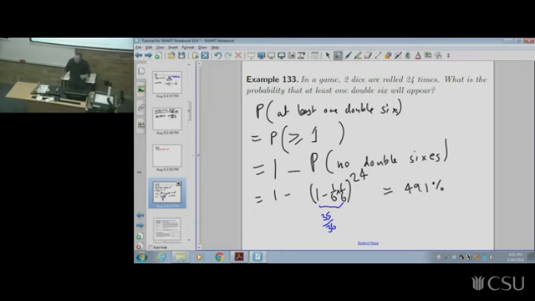Did you do the 1 minus? I mean, that's my question. Yeah, 1 minus 35 over 36 to the power of 24 is 0.4914038761.